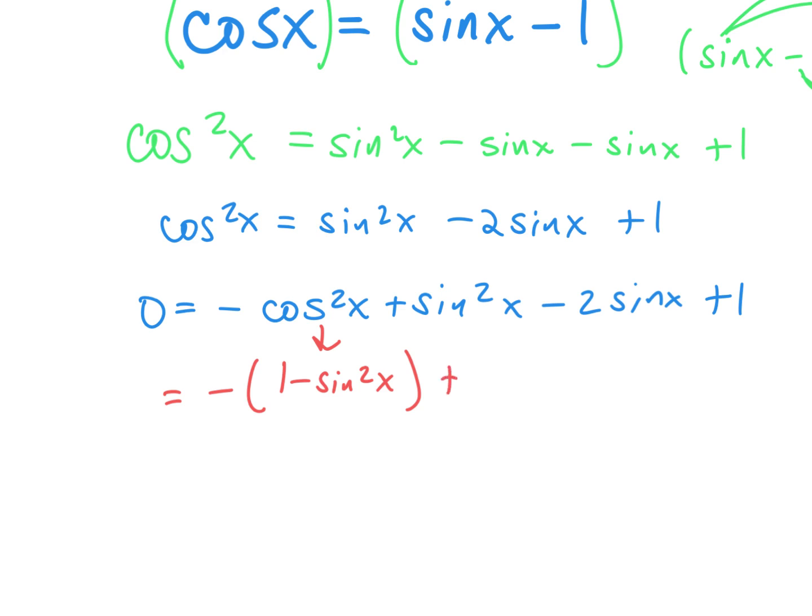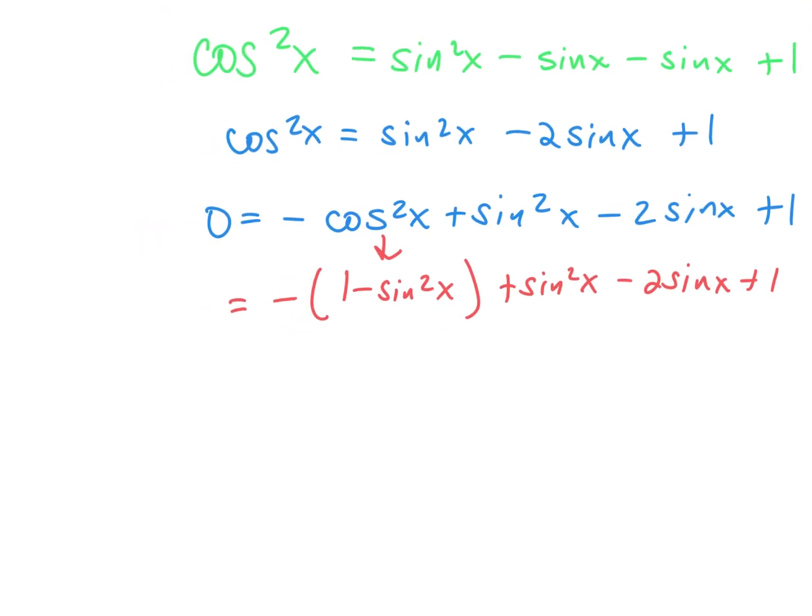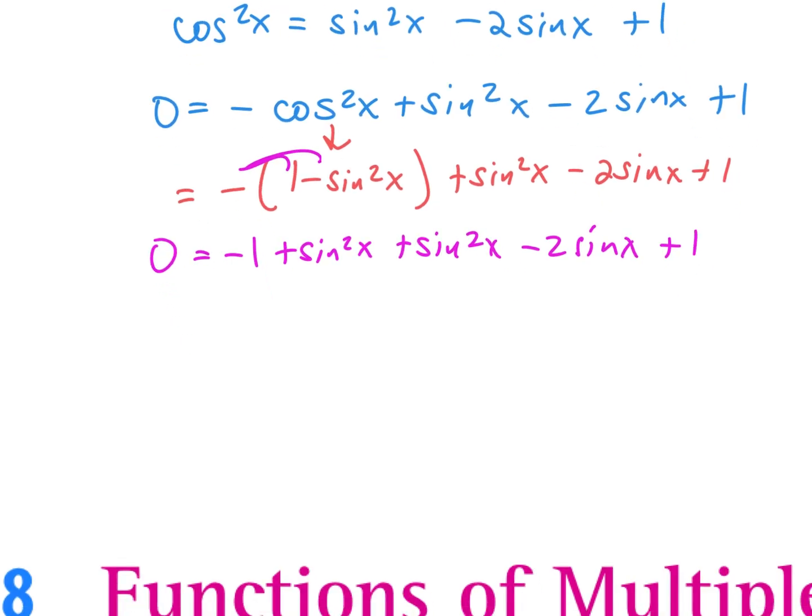So then we have plus sine squared minus 2 sine x plus 1. One more thing before we can start simplifying and all that. Distribute that negative. So this becomes negative 1 plus sine squared plus sine squared minus 2 sine x plus 1. So let's combine like terms. As long as we're doing it to both sides, we can manipulate it.